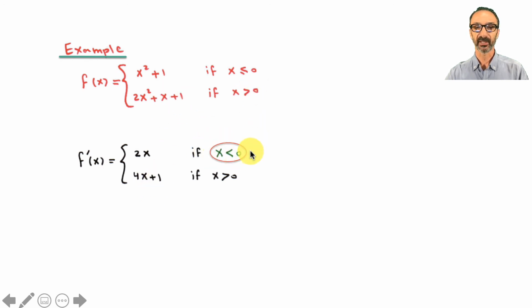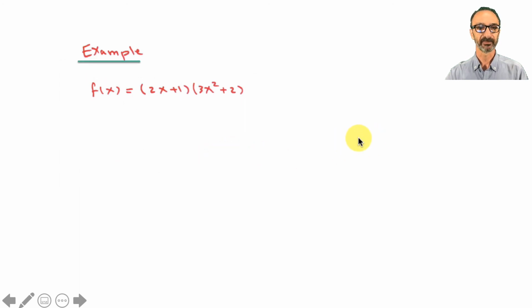But this is what I want to highlight for you. The equal sign in the original function. This is a corner point. From the last lecture video, I told you that we don't have derivatives at corner points. This is a corner point, so no derivative. There is no derivative at corner points. Keep that in mind. Let's take another example.